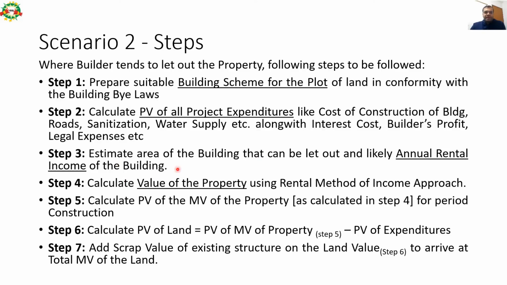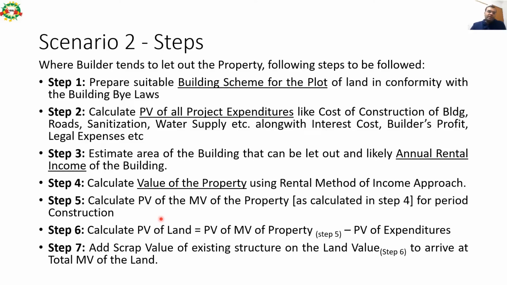Step number 3, estimate the area of the building that can be let out and the likely annual rent or rental income from the building. So what amount of rentable area the builder is going to construct in the building, and what would be the likely rental income from that area. Step number 4, calculate value of the property using the rental method of the income approach. This method we have discussed in the previous series on income approach to valuation. You can refer to that. There are multiple techniques to calculate present value of the future rental. And step number 5 will be to calculate the present value of the market value of the project or property as calculated in step number 4, for the period of construction.